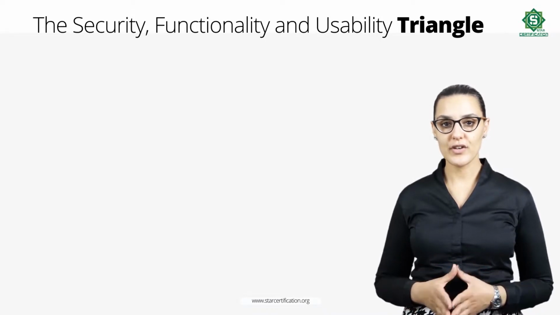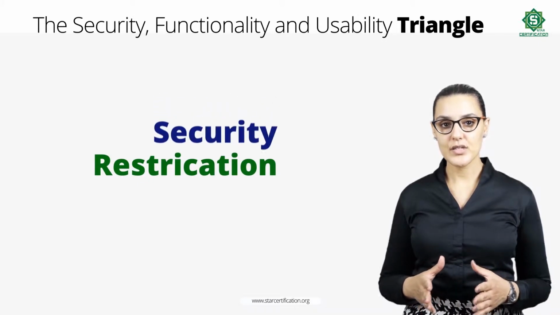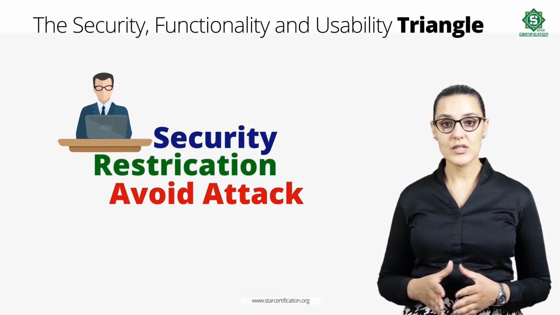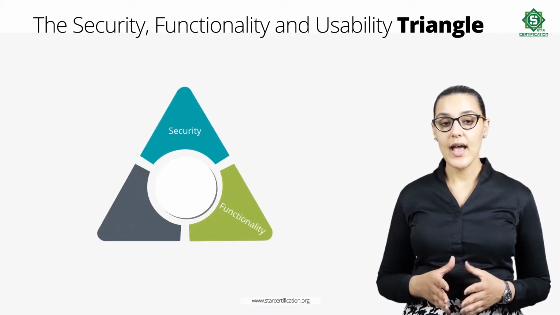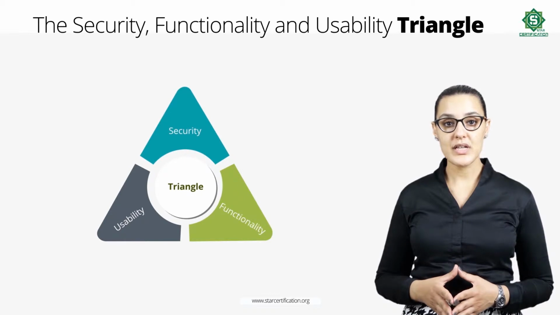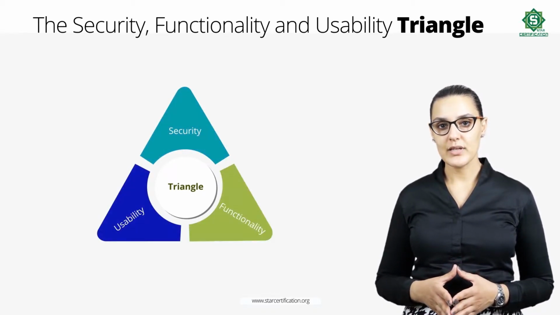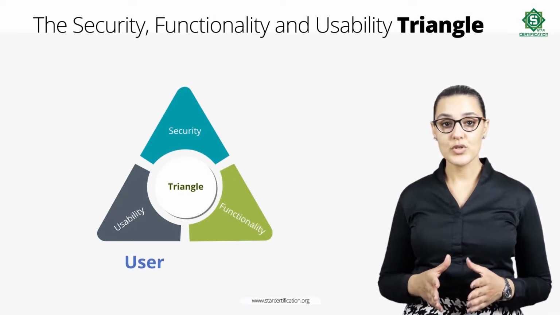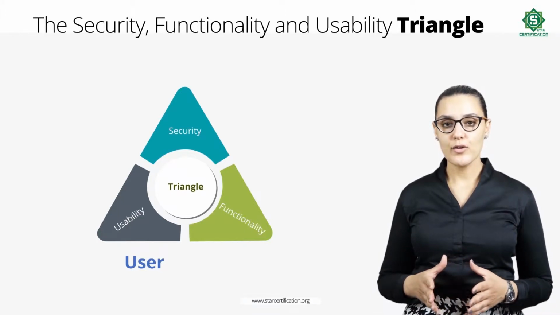It is very difficult to maintain a balance between adding restriction, providing security to avoid an attack, and allowing the system to perform tasks for authorized users. The security, functionality, and usability triangle represents the balance between security, functionality, and the usability of system for users. It is assumed that when security is strengthened, it reduces the data functionality and user performance.